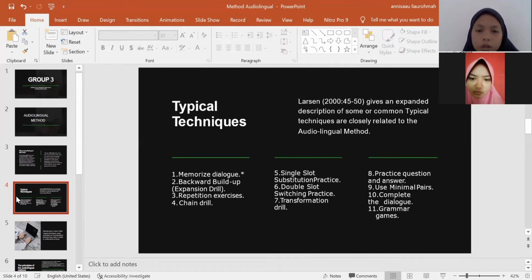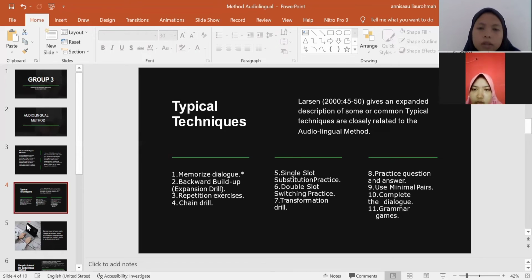And a question and answer practice, where the student must answer or ask questions very quickly. Then minimal pairs analysis: the teacher chooses a pair of words that are identical except for one sound, which is usually difficult for students, and the students must pronounce and distinguish the two words. And complete the dialogue: selected words are removed from the line, and the students must figure them out and insert them. At last, grammar games are designed to practice grammar points in context using drills from the repetition.